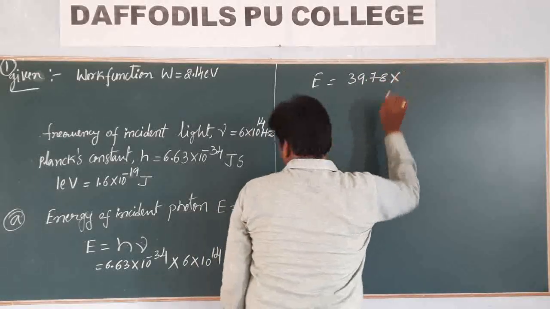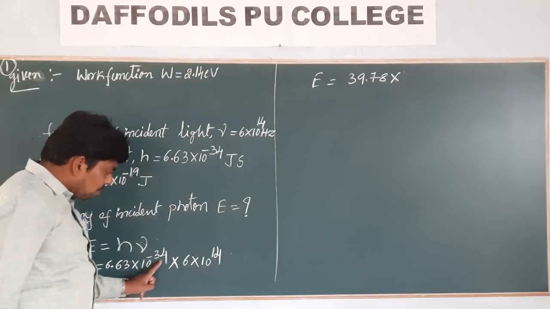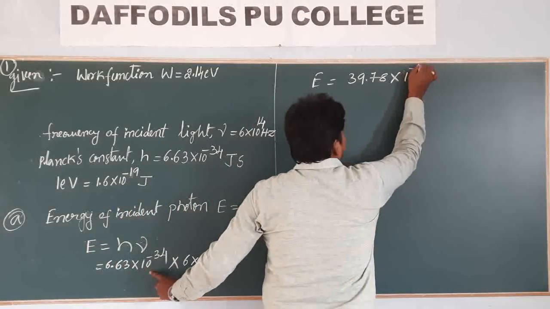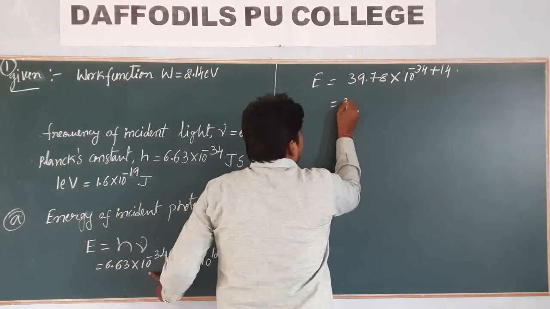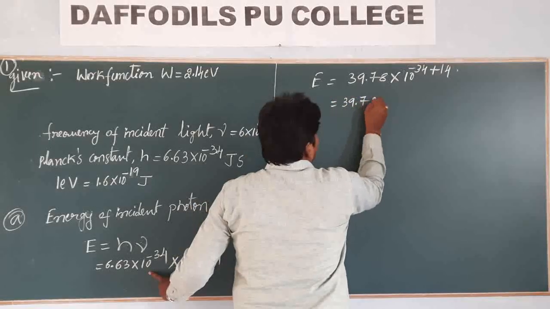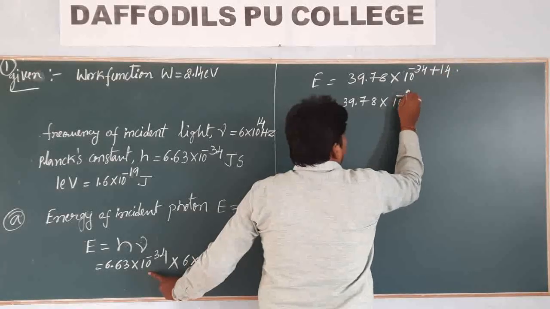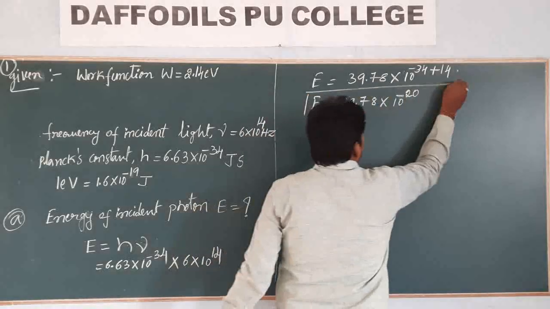39.78 into, just calculate the powers. 10 to the power minus 34 into 10 to the power 14. That is 10 to the power minus 34 plus 14. What is the value? 10 to the power minus 20. This is the energy of the incident photon.